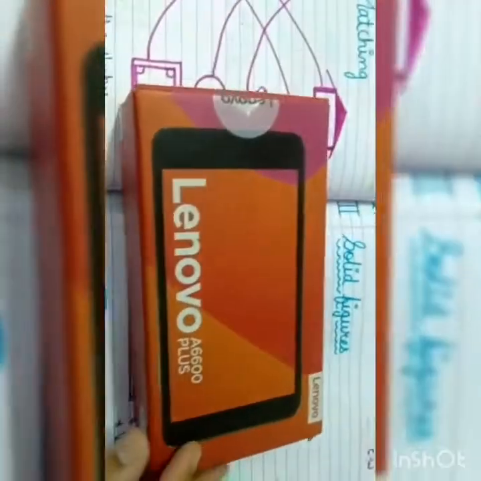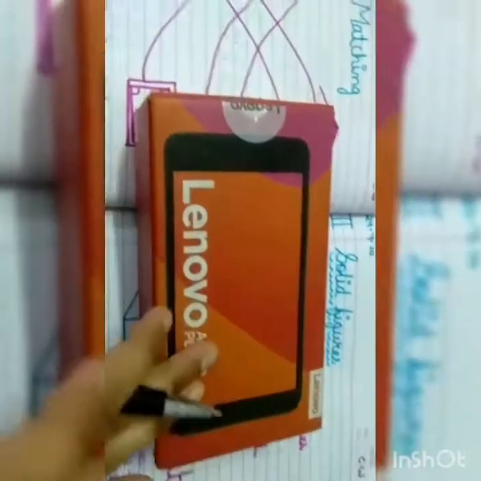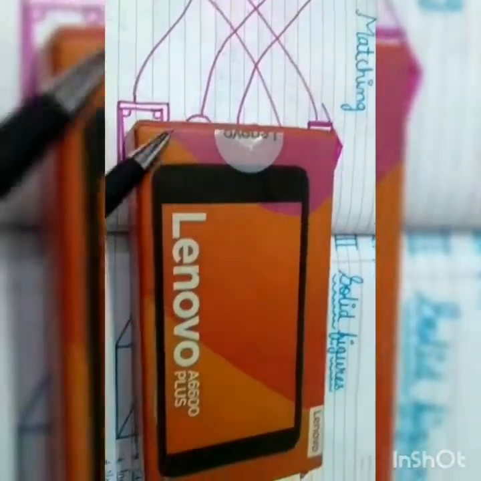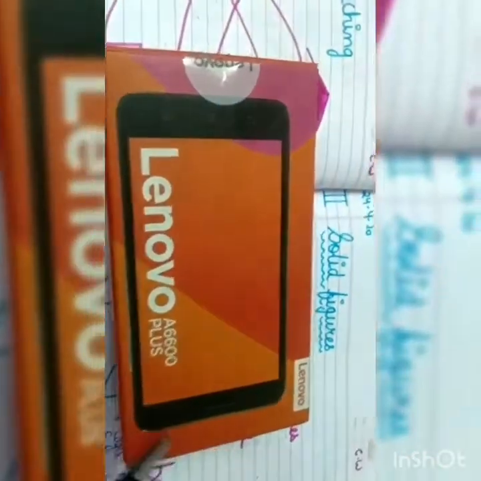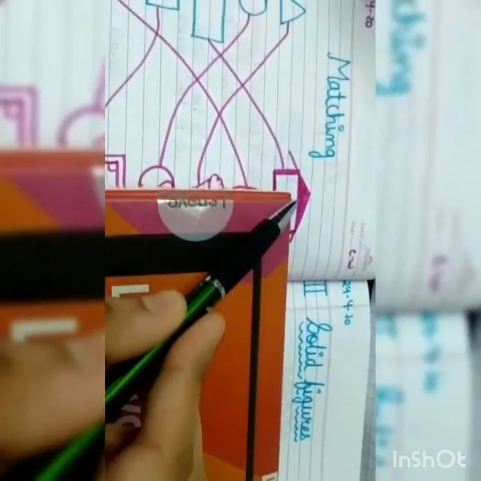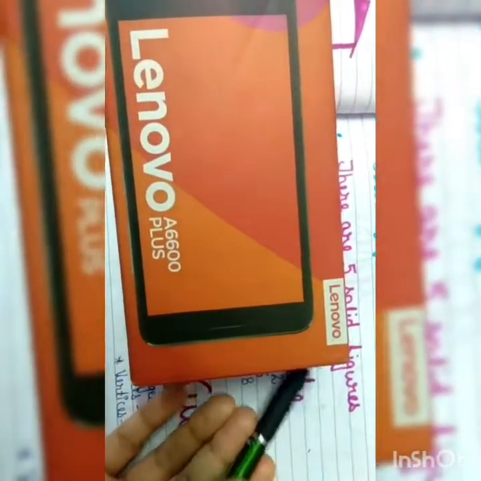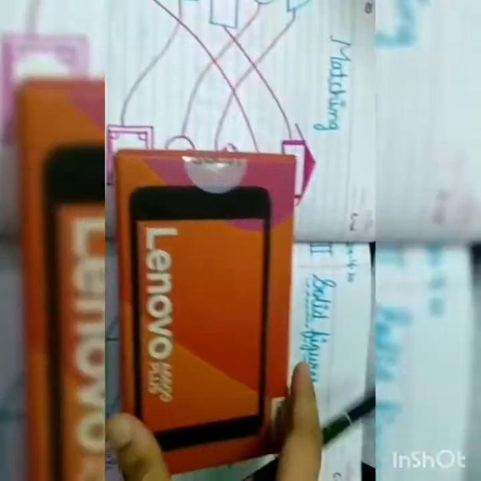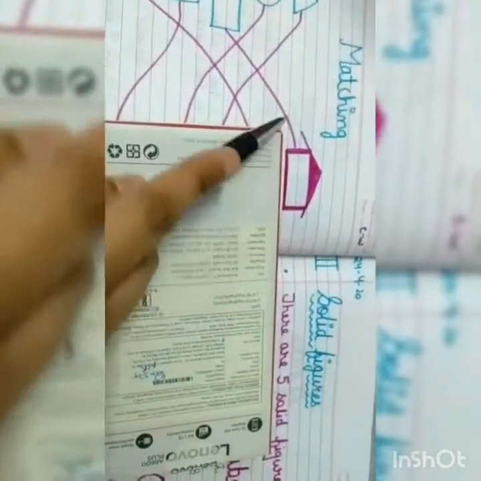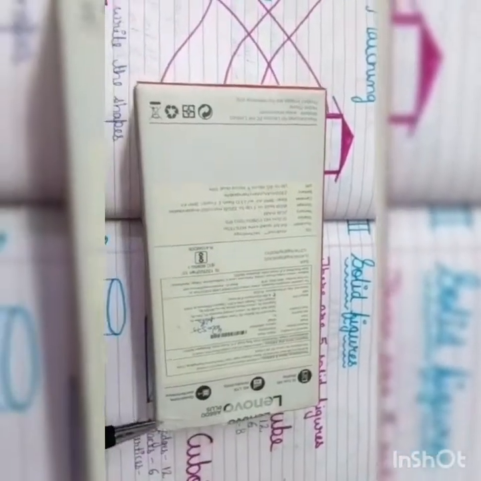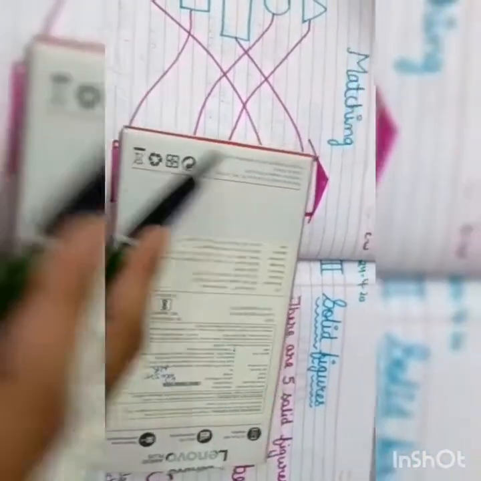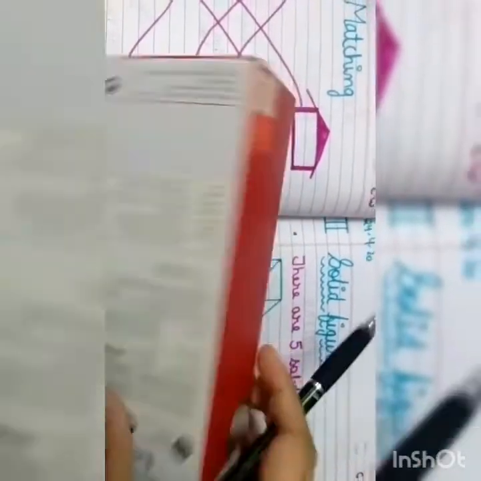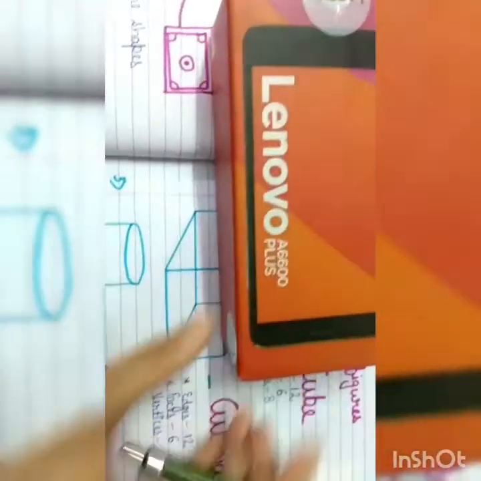Now students, we are going to count the edges of this cuboid. So let's start. 1, 2, 3, 4, 5, 6, 7, 8, 9, 10, 11 and 12. So, cuboid has 12 edges.